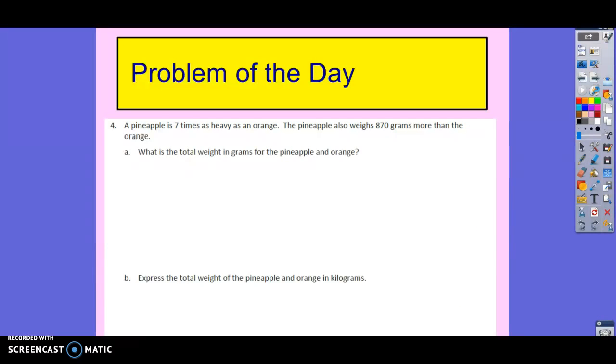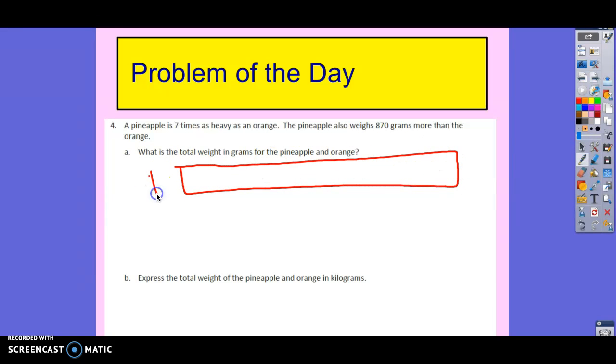Let's look back at our problem of the day. It says a pineapple is 7 times as heavy as an orange. The pineapple also weighs 870 grams more than the orange. What is the total weight in grams for the pineapple and the orange? So we know that the pineapple weighs 7 times as much as the orange. Those are really big sevenths sections. Let me erase some of that.